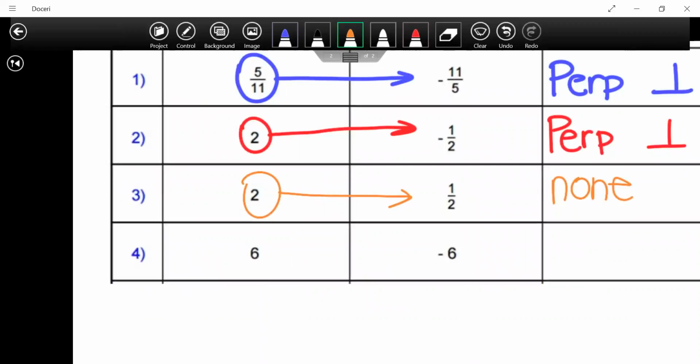Number 4. Absolute value? It's doing the opposite. It was negative, and it would make it positive. So it's not its opposite. Absolute. What do we got? First of all, is it opposites? Yeah, it's opposites. But is it flipped? So it's not perpendicular. Are they the same? -6 and 6 are the same? No. So it's not parallel, so it has to be no.